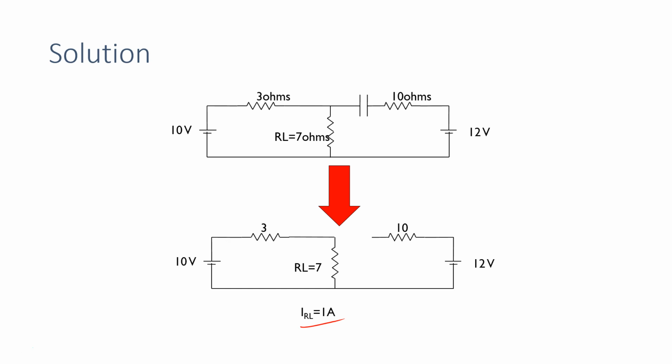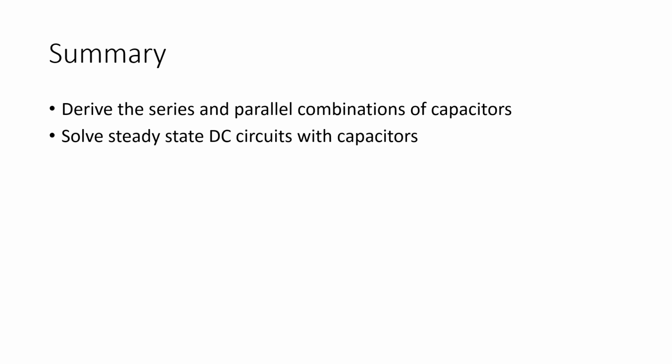How does it behave? So, in summary, we just looked at how we derive the equations for the parallel and series combinations of capacitors, and we looked at solving steady-state DC circuits with capacitors in them. Next time we'll start looking at inductors, the basic operation, and then the series and parallel operation as well.